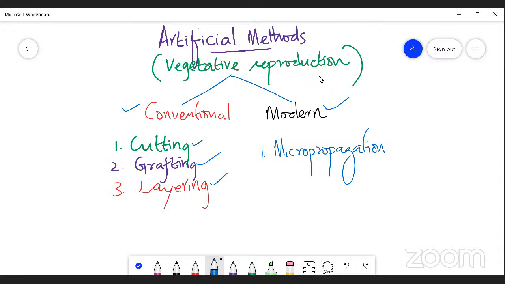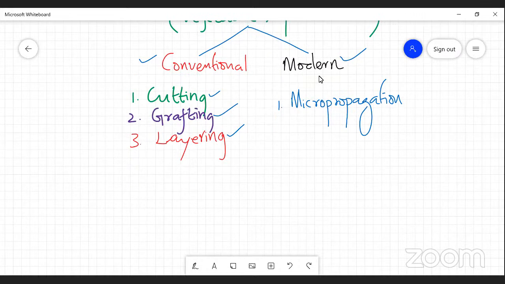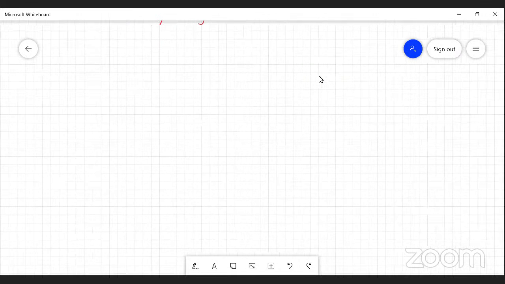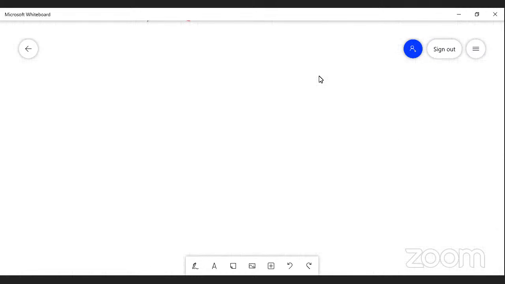What is cutting? Actually, cutting is a technique in which the plant parts are cut into pieces which are placed in a suitable growth medium. Hence, it forms a new organism, by which an organism reproduces from a piece of plant taken from either stem or root or leaf. That is called the cutting method.